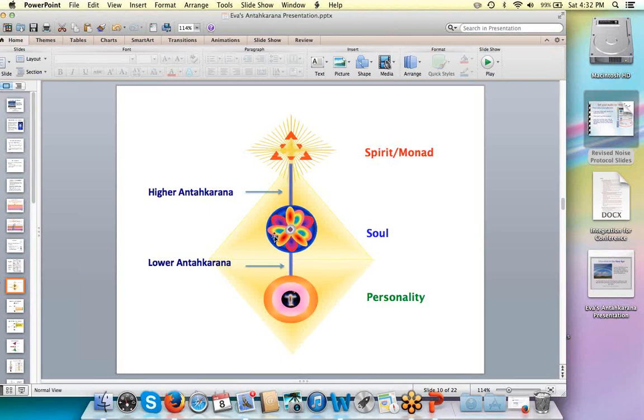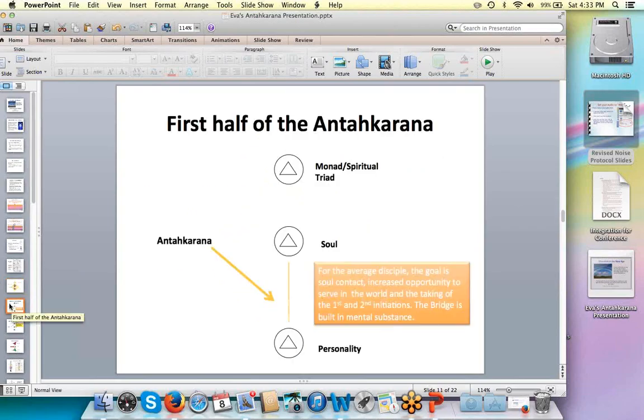Then once we have contact with the soul, the personality then needs to project the Antahkarana towards the spiritual triad, towards the monad via the spiritual triad, which is in here. So that's the higher Antahkarana and the lower Antahkarana. Okay, so we're just opening up each thing that we've said greater and greater so that you can understand, because through understanding you're then able to work with it. So again, the lower Antahkarana is from the personality to the soul.